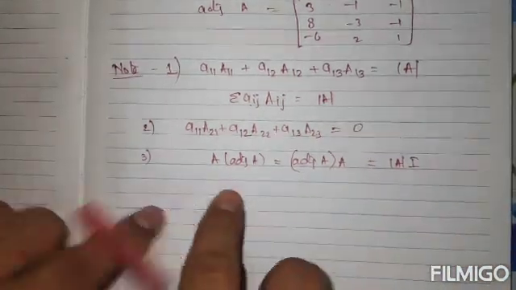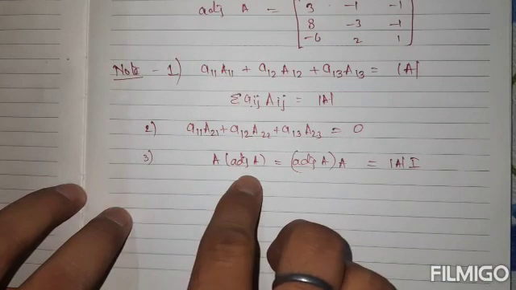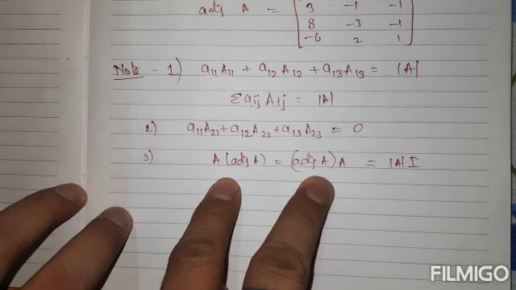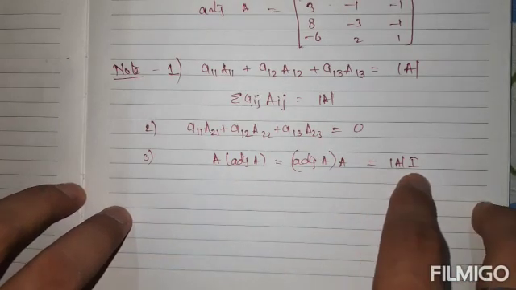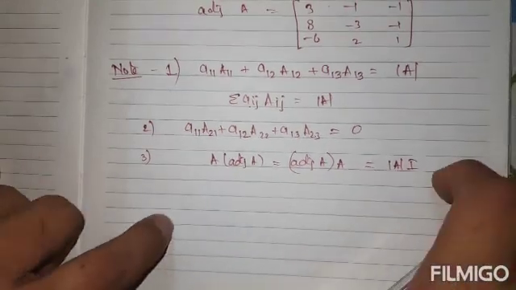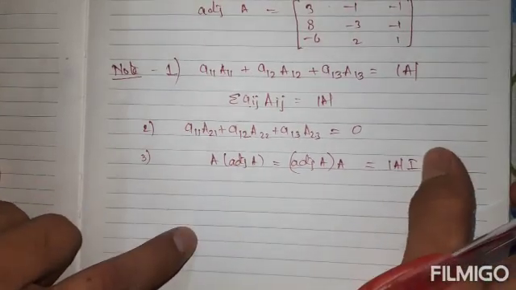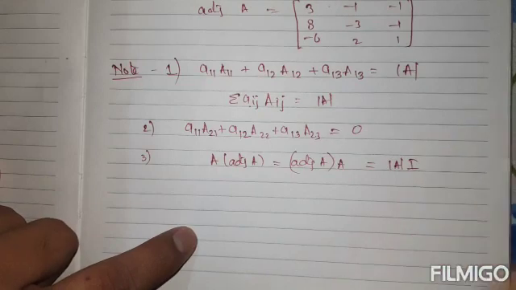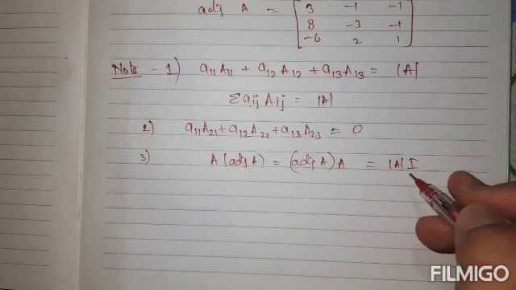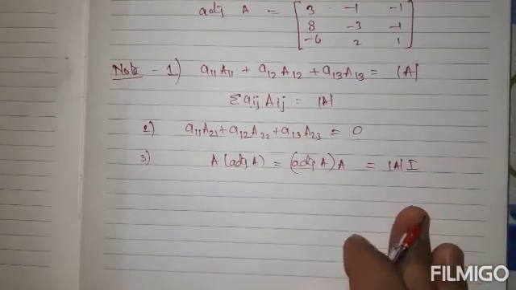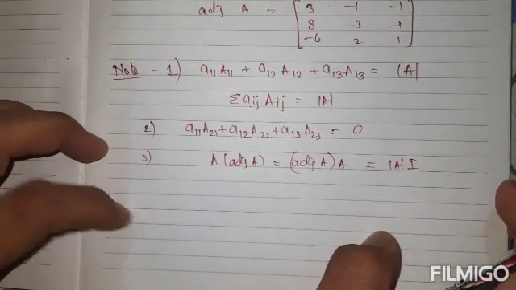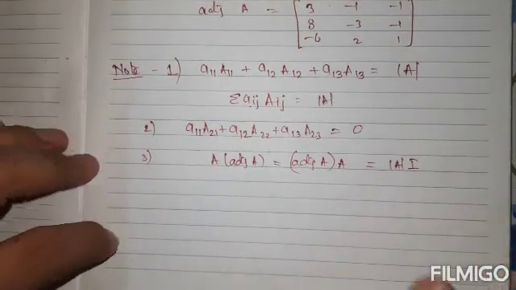It means that if you multiply A into adjoint of A or adjoint of A into A, both will be the same and equal to mod of A into I. See, I is the identity matrix, and you know that its diagonal elements are 1. So mod of A into I will become a diagonal matrix, or a scalar matrix, in which its diagonal elements will be equal to mod of A, that is the determinant of A.